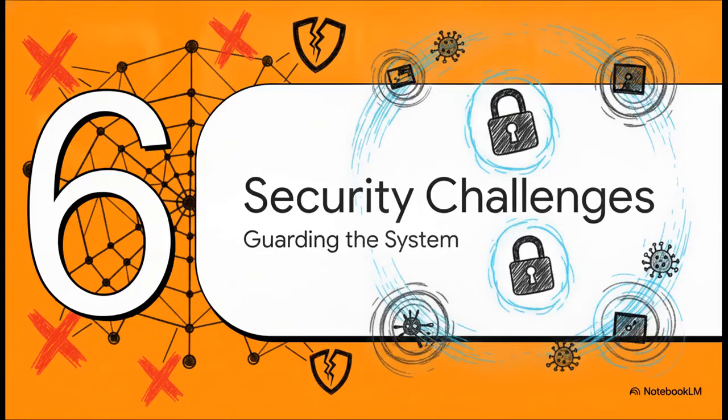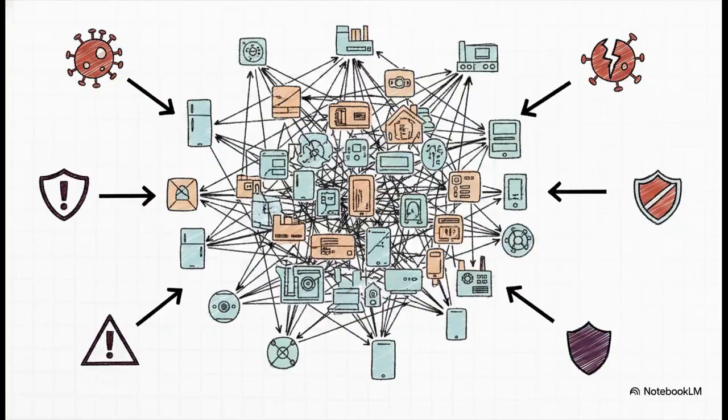And finally, part 6, security and future challenges, guarding the system. Now, we have to talk about the primary challenge of expanding IoT and integrating networks like 5G, and that is the sheer unprecedented size of the attack surface.